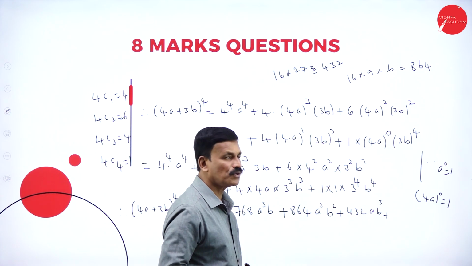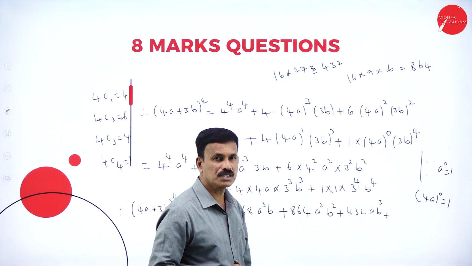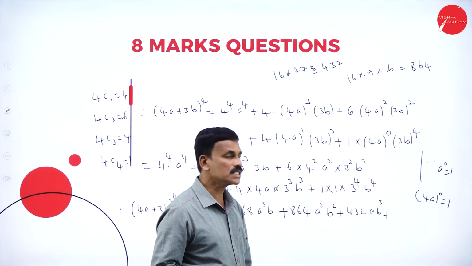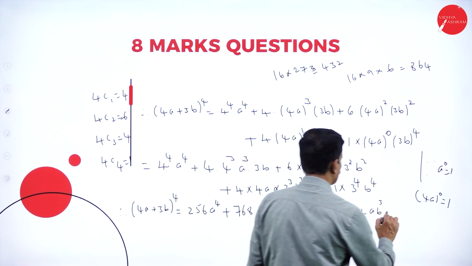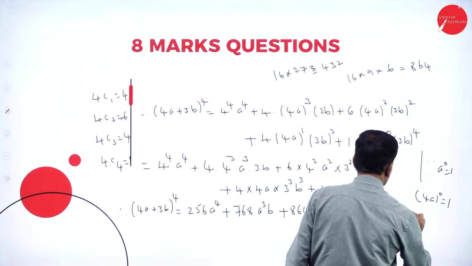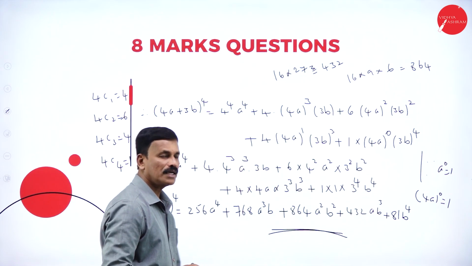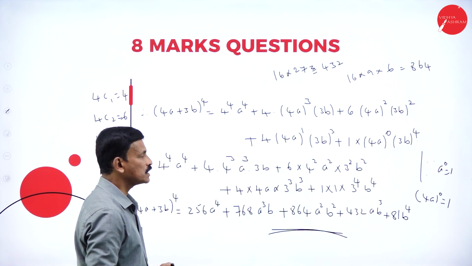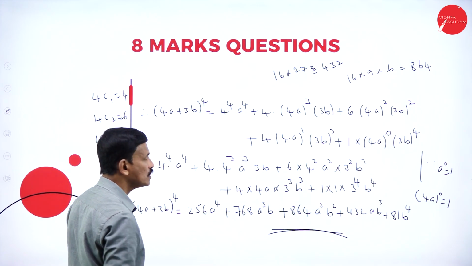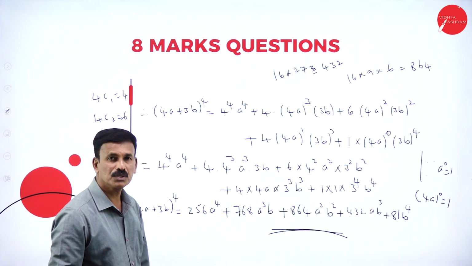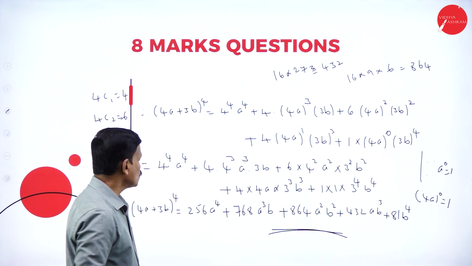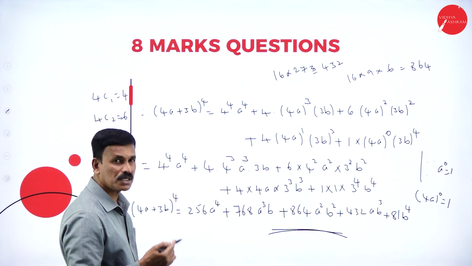3 to the power of 4: 3 3s are 9, 9 3s are 27, 27 into 3 is 81 b to the power of 4. 81 b to the power of 4. So this is the expansion of (4a plus 3b) whole to the power of 4 using binomial theorem or binomial coefficients. That's it. So the number of terms must be 4 plus 1, 5.